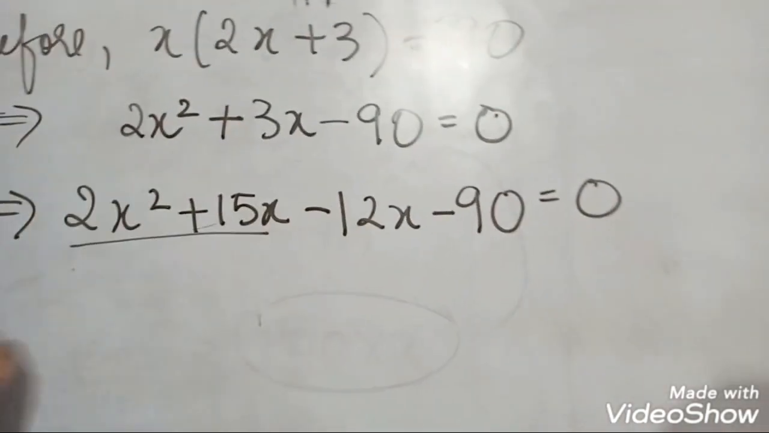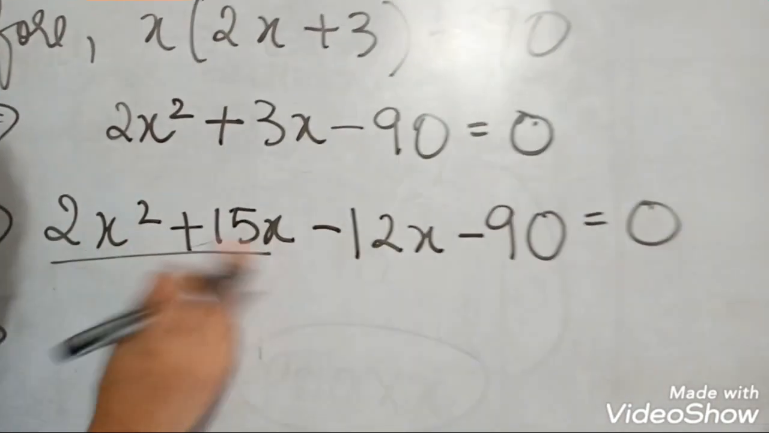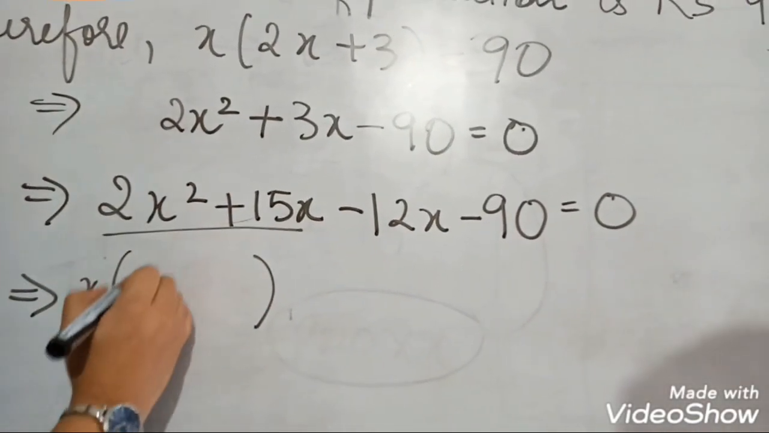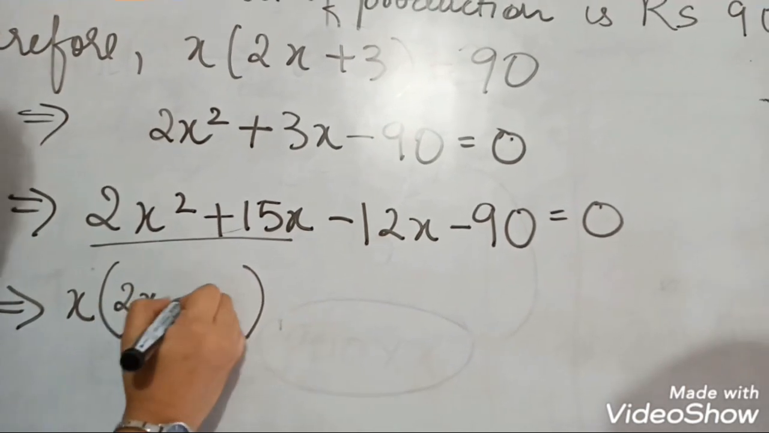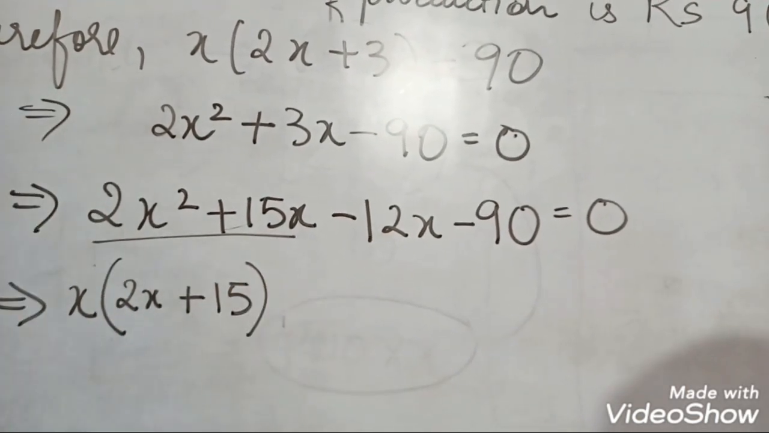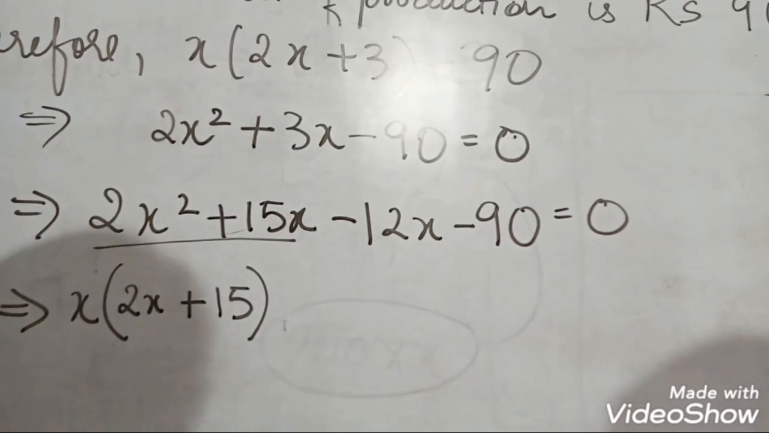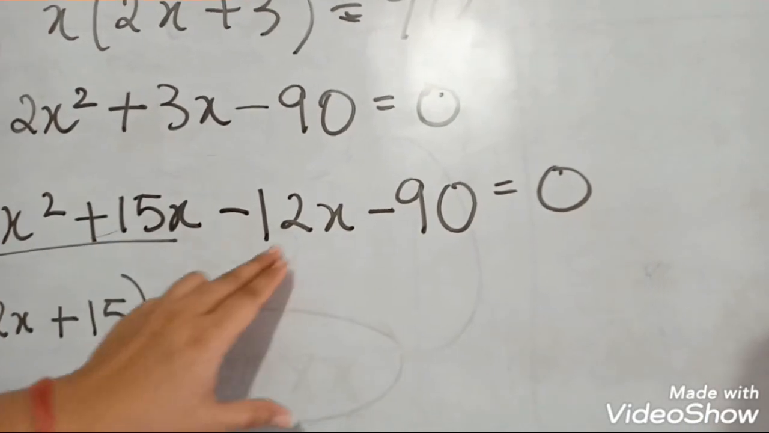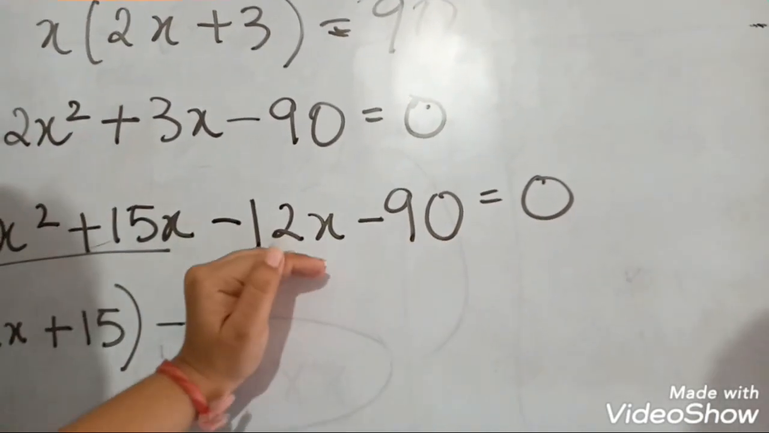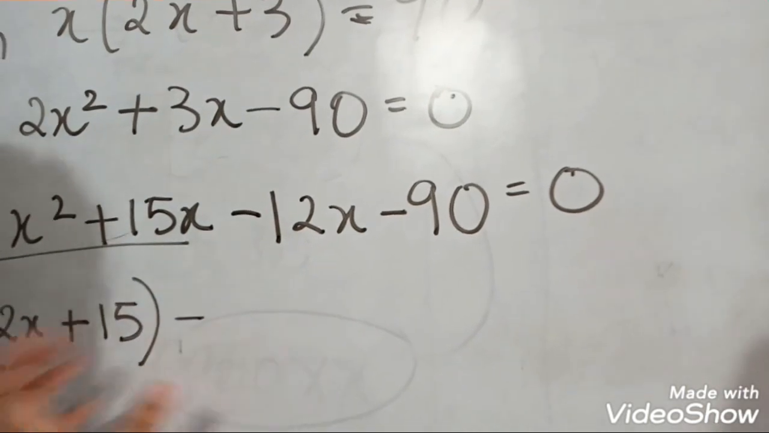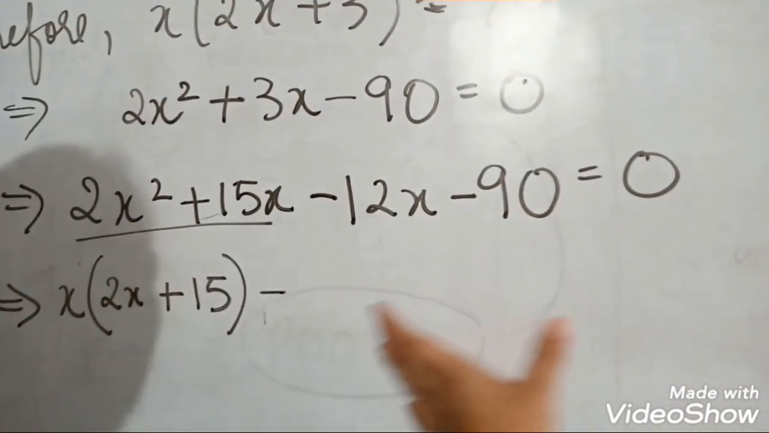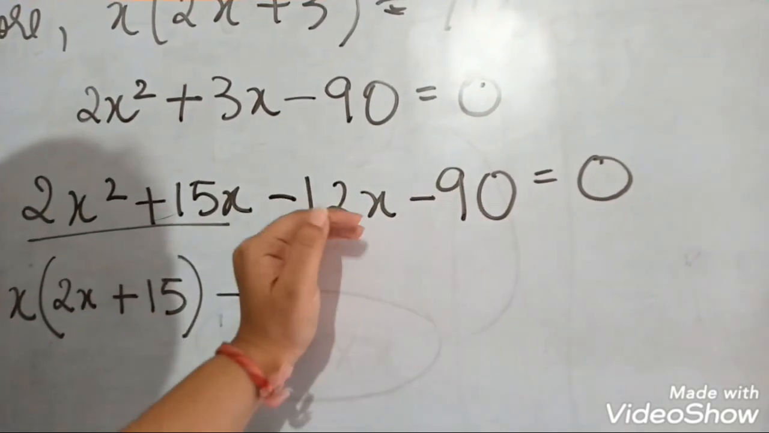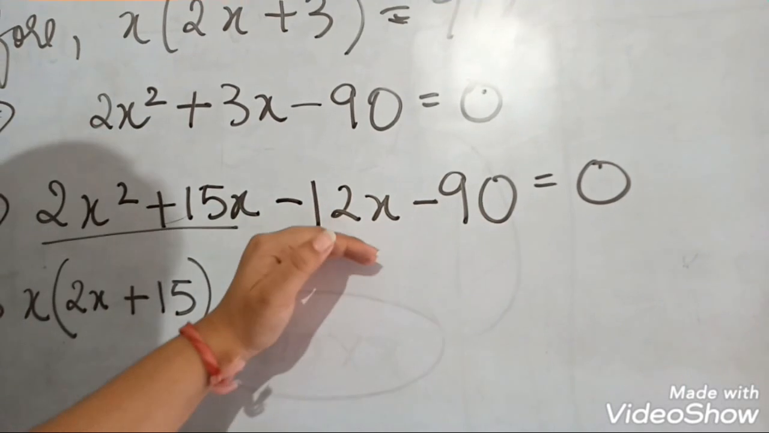Let us take the first 2 terms together. What is common here? x is common here. We will take x outside the bracket and what are we left with? 2x plus 15. Now over here children, I am going to take minus. Now this 12 and 90, something I have to take out as common so that I get 2x plus 15 over here also. Now children, I cannot take 12 common. Why? Because 90 is not divisible by 12.